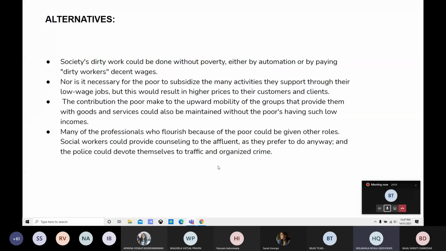The contribution of the poor to the upward mobility of the groups that provide them with goods and services could also be maintained without the poor having such low income. Many of the professionals would flourish if the poor became more affluent, and their role in society could be eliminated. Social workers could also provide counseling to the affluent, as they prefer to do that anyway, and the police could devote themselves to traffic and organized crime.